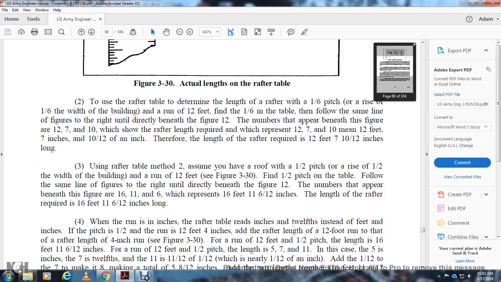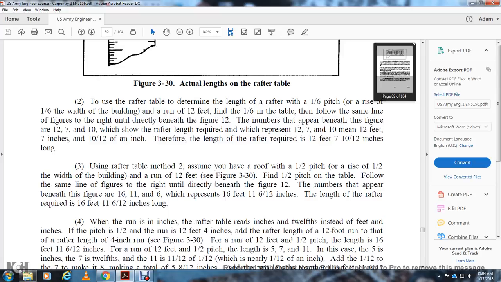Use the rafter table to determine the length of the rafter with 1/6 pitch. The run is 12 feet, with the width of the building at 1/6 pitch. Follow the same line of figures to the right until directly beneath the figure 12. The numbers that appear beneath the figure 12 are 7, 10, which show the rafter length required. 12, 7, 10 means 12 feet, 7 inches, 10/12 of an inch. Therefore, the length of the rafter required is 12 feet 7 and 10/12 inches long.